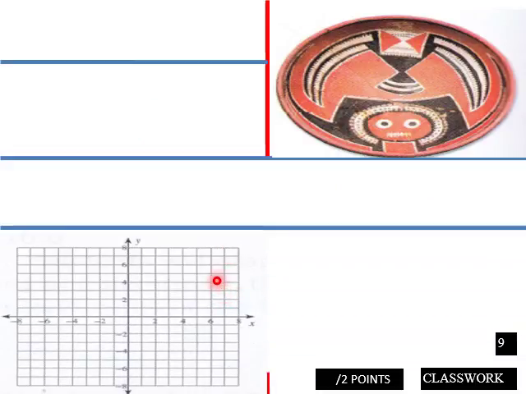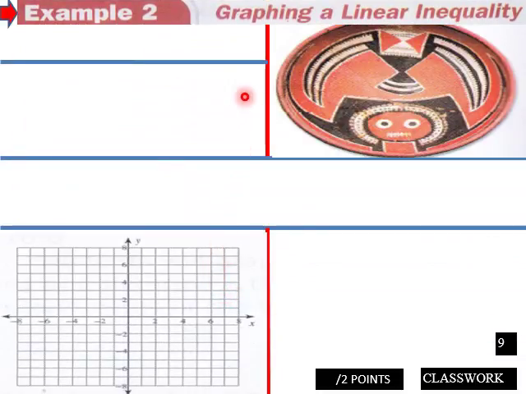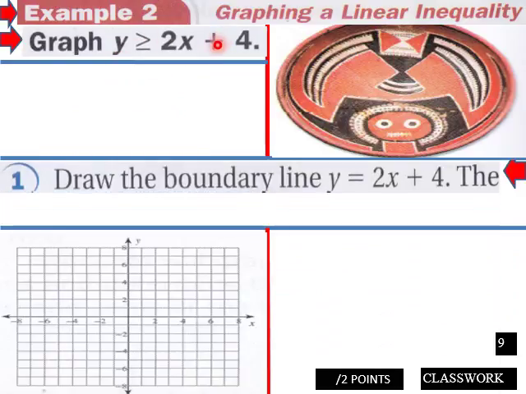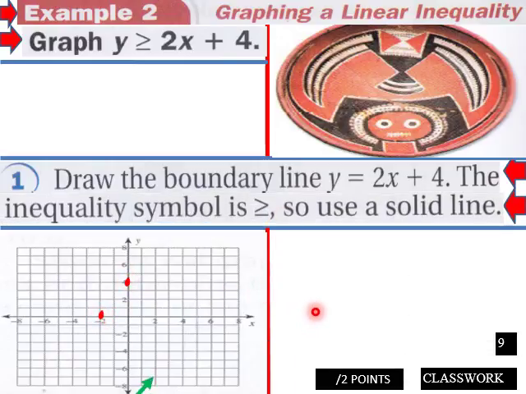Okay, into our next example here. Example 2, graph a linear inequality. Here's our inequality here. Draw the boundary line, y equals 2x plus 4. So let's just graph this line here, and that would give us a boundary line. Here's our y-intercept, here's our x-intercept. So we use a solid line here because we have a perfect inequality here. There's your boundary line.